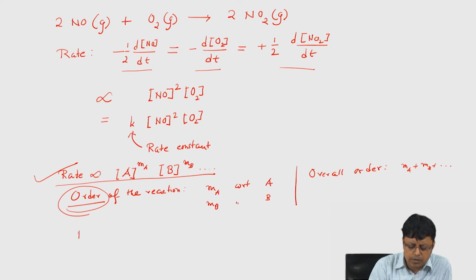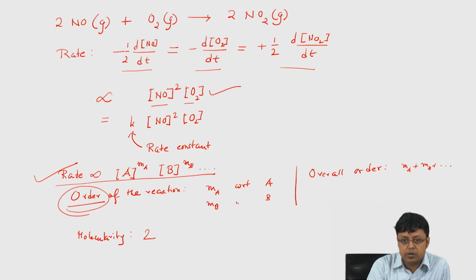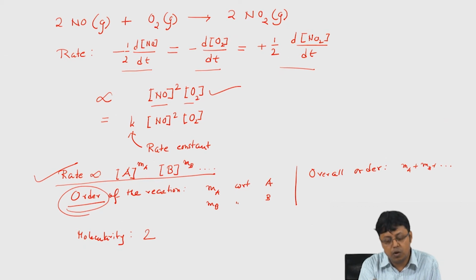Sometimes we also talk about the molecularity of a reaction, in the sense that in this case if we find that it is dependent on both nitric oxide and oxygen, then the molecularity of this reaction is basically 2, because 2 molecules are involved. Now, the second thing I would like to point out here is that for this reaction it is basically second order with respect to nitric oxide, it is first order with respect to oxygen.